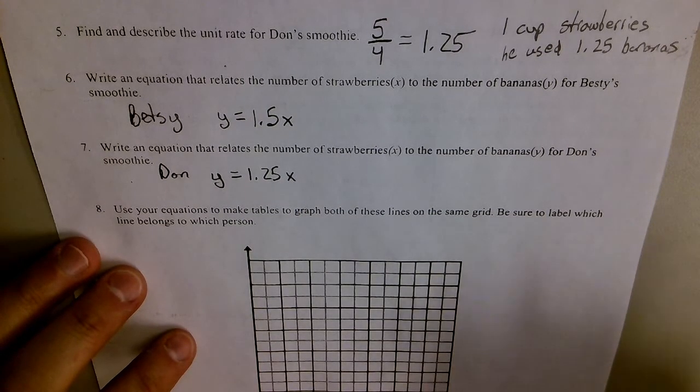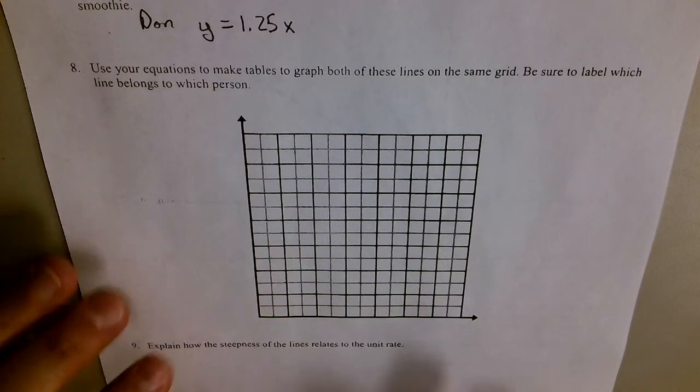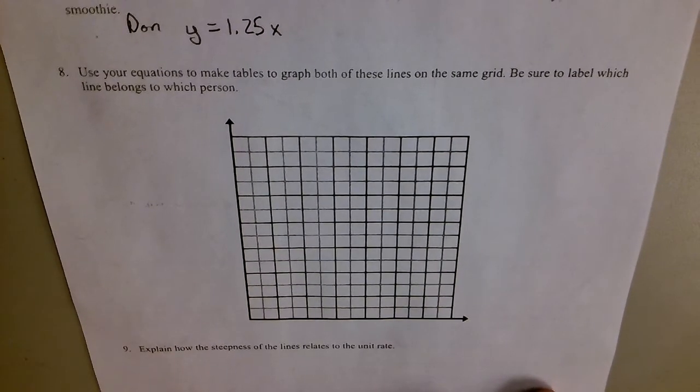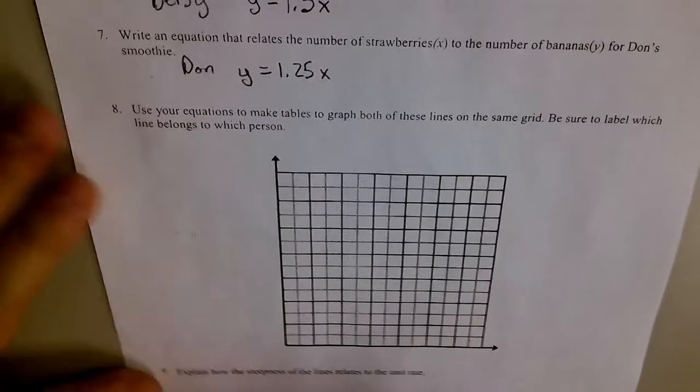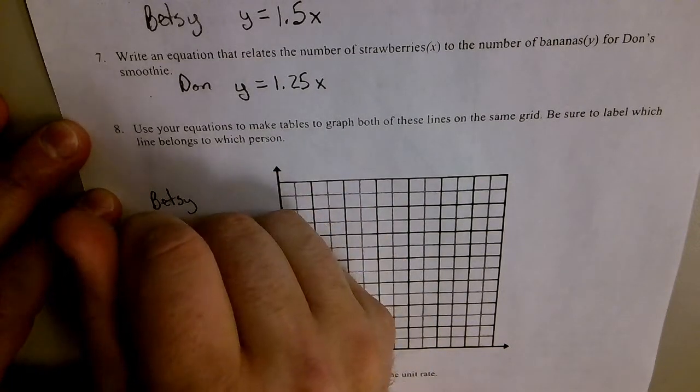So now number 8 tells us, use your equations to make tables to graph both of these lines on the same grid. Be sure to label which line belongs to which person. So we'll do Betsy over here. We'll make a table.